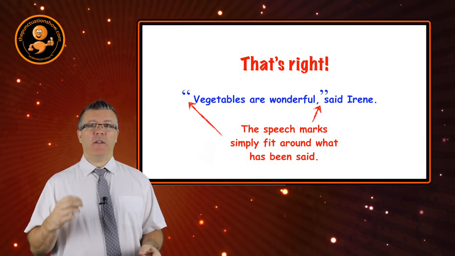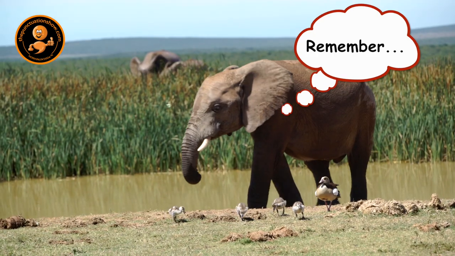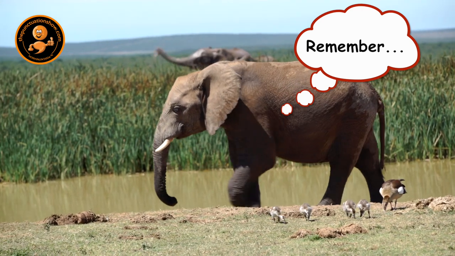That's right! The speech marks simply fit around what's being said. Remember, when writing paragraphs of speech, we write opening inverted commas for each new paragraph, but don't write closing ones until the end of the speech.